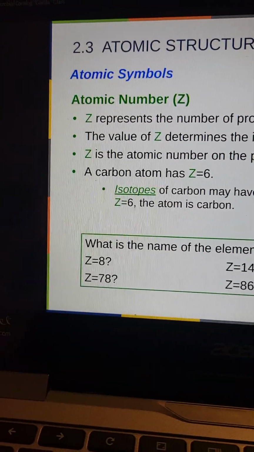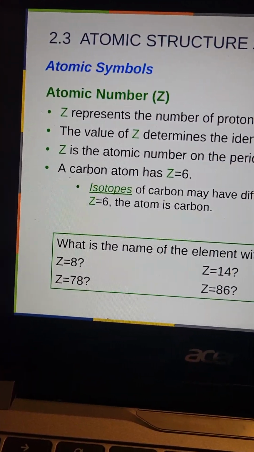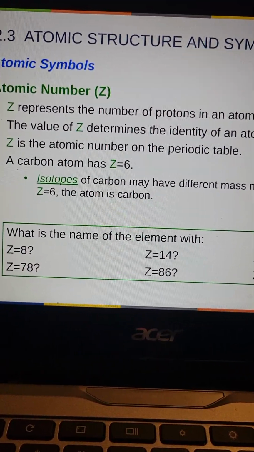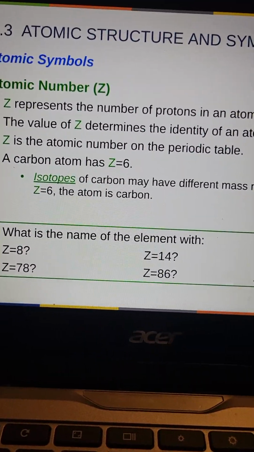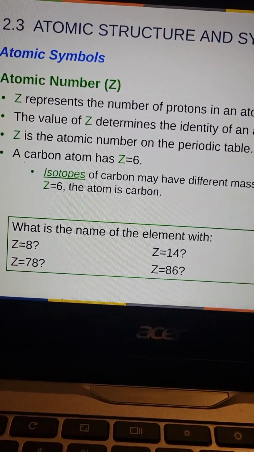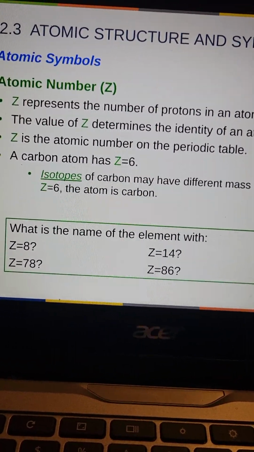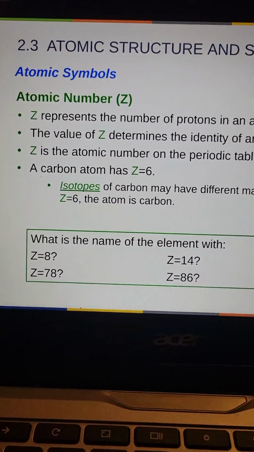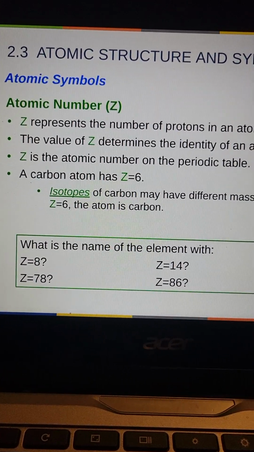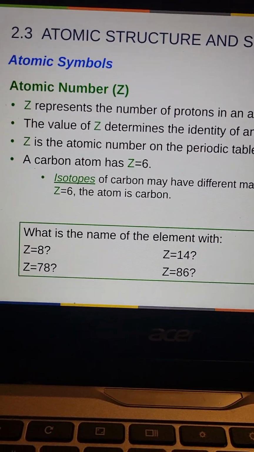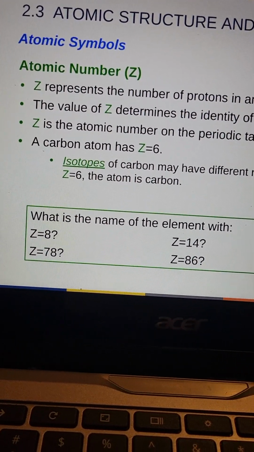All right, so the atomic number, the Z, the bottom number, represents the number of protons in an atom. It determines the identity of an atom. So it's the atomic number on the table. Nothing else has that number of protons. Nothing else has that same identity. So the carbon atom is 6. Any version or isotope of carbon is always going to have an atomic number of 6, and it's always going to have 6 protons.